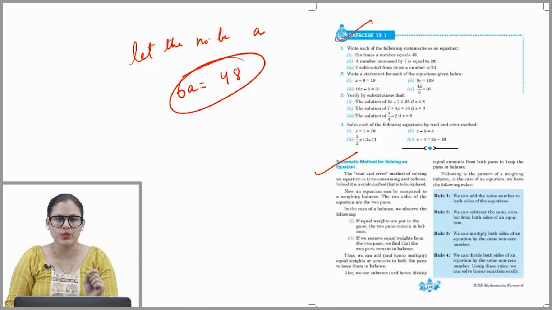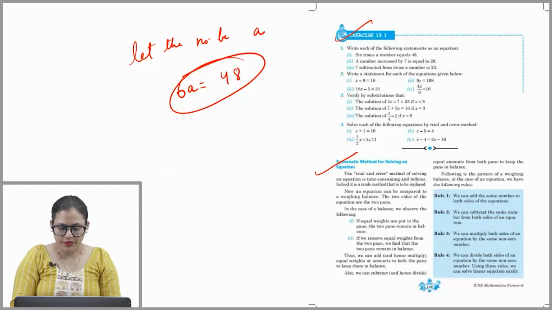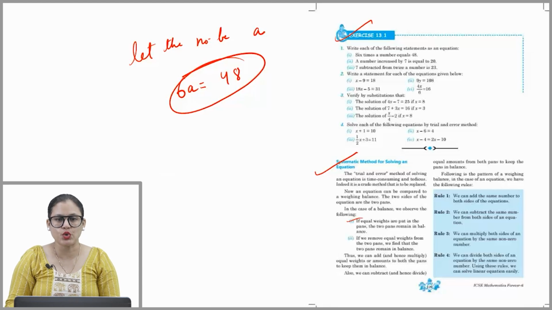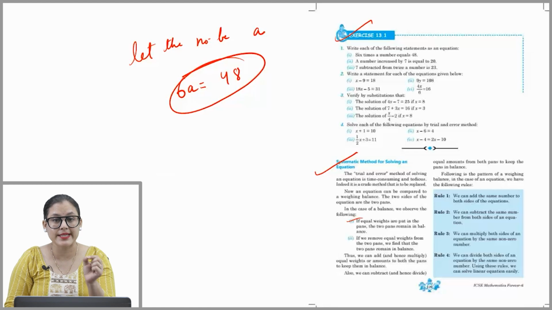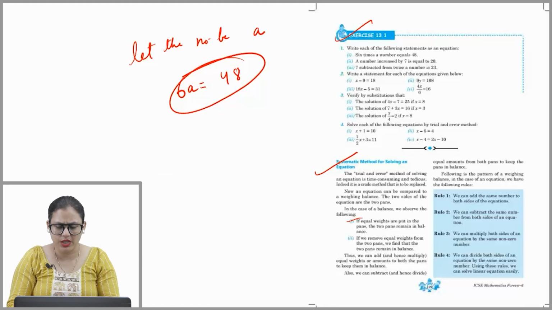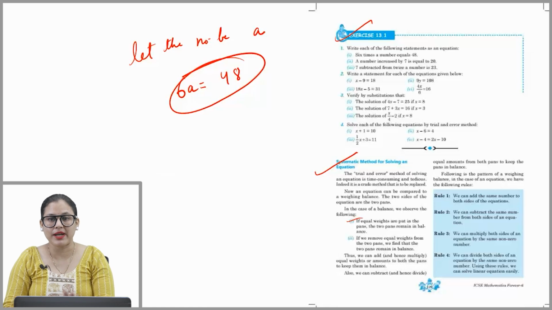In the case of a balance, we observe the following. Number one, if equal weights are put in the pans, the two pans remain in balance. And number two, if we remove equal weights from the two pans, we find that the two pans remain in balance again. Thus we can add and hence multiply equal weights or amounts to both the pans to keep them in balance. Also we can subtract and hence divide equal amounts from both pans to keep the pans in balance. So following is the pattern of a weighing balance.